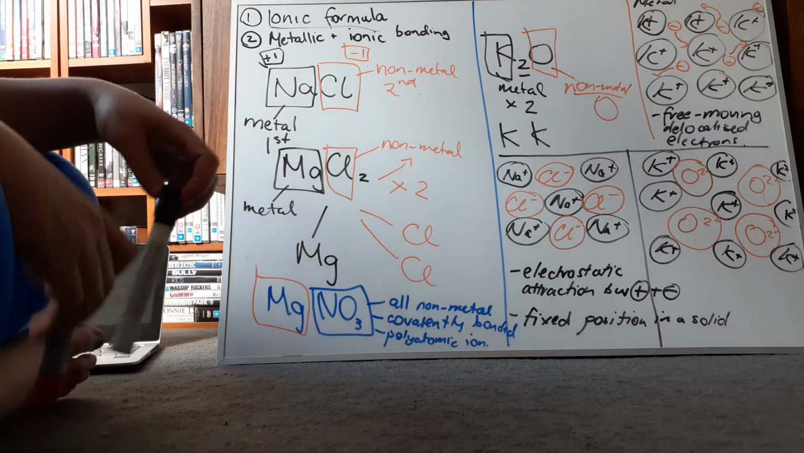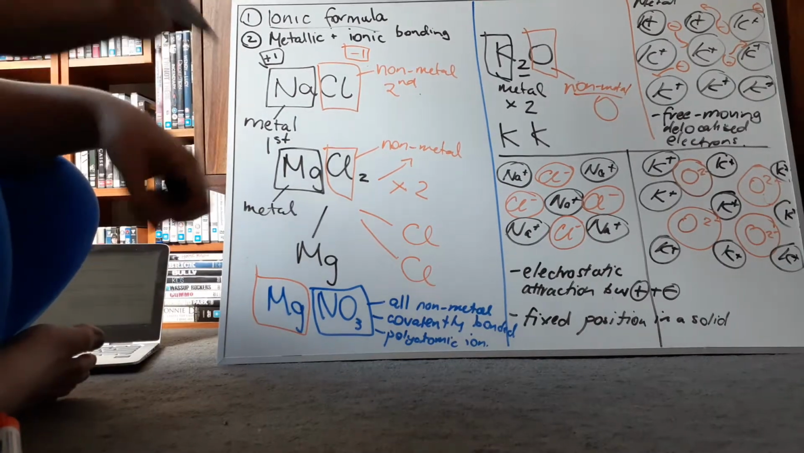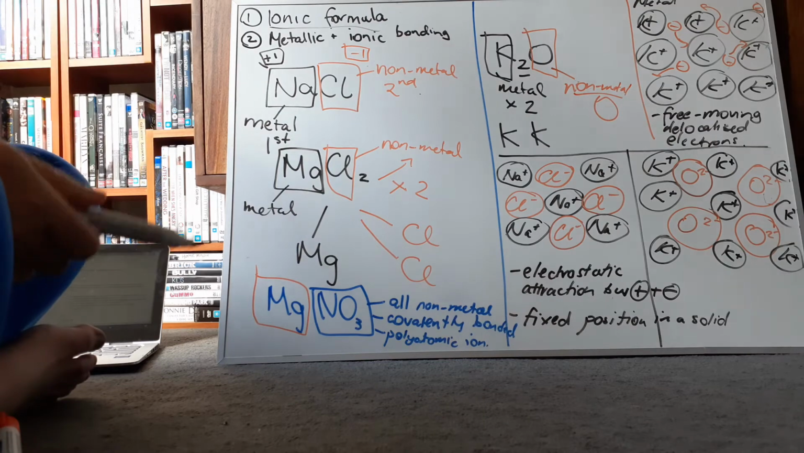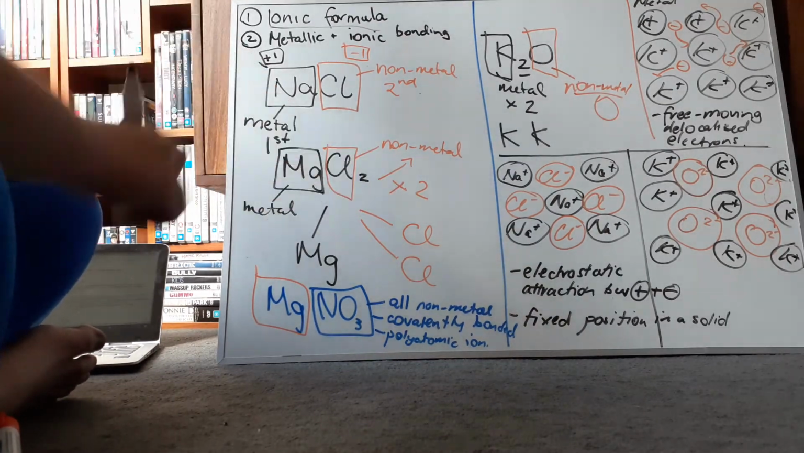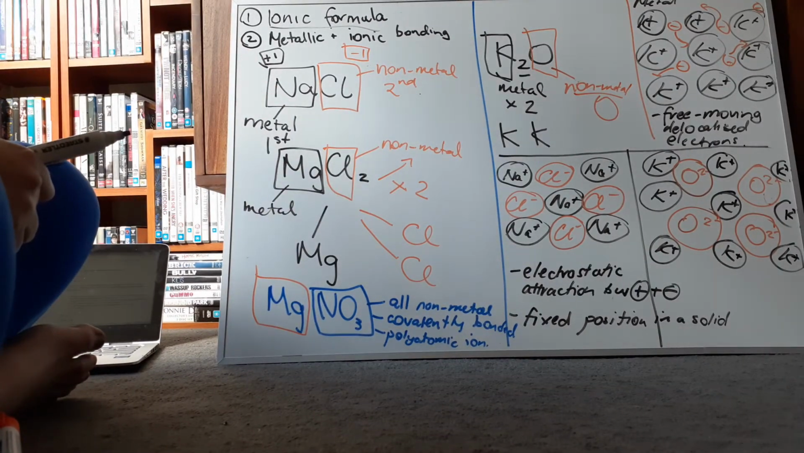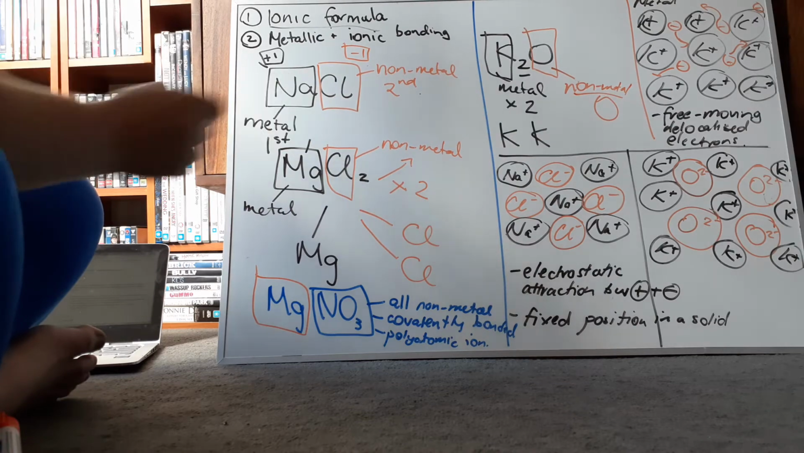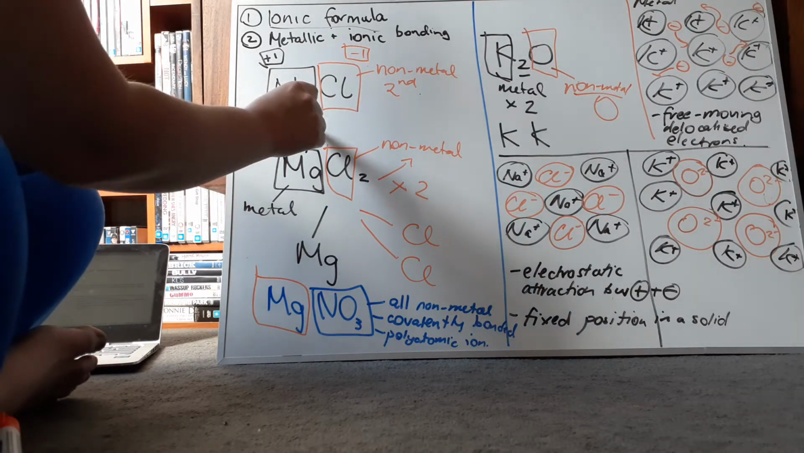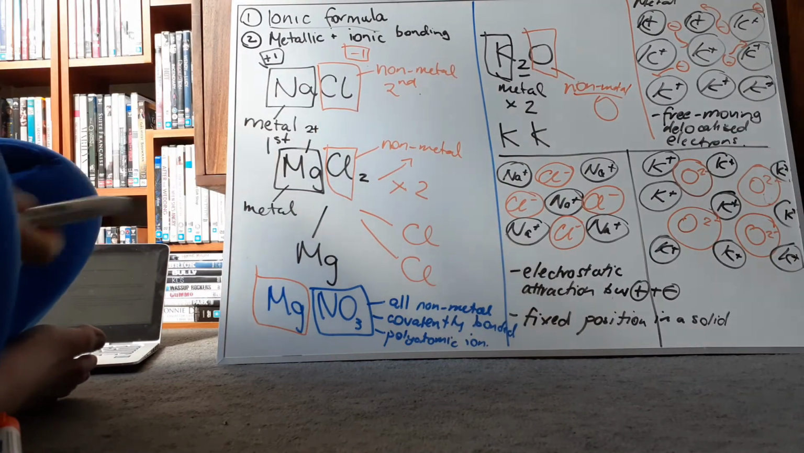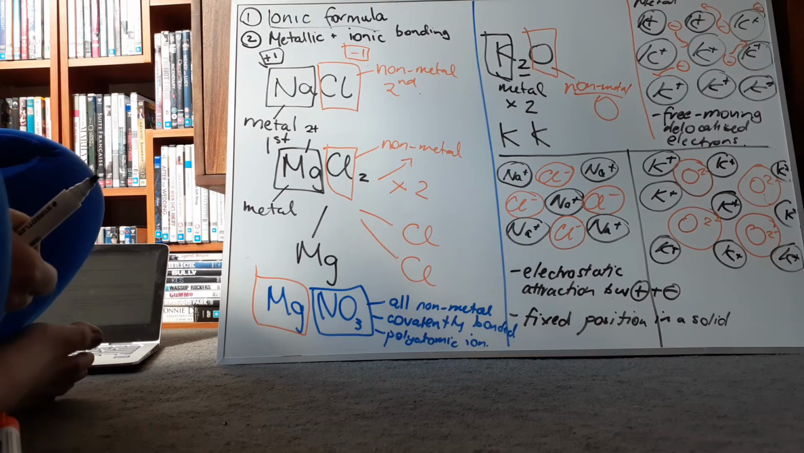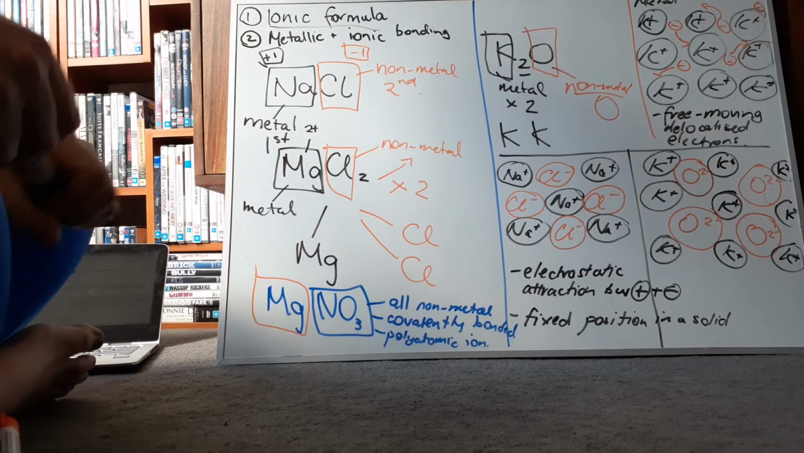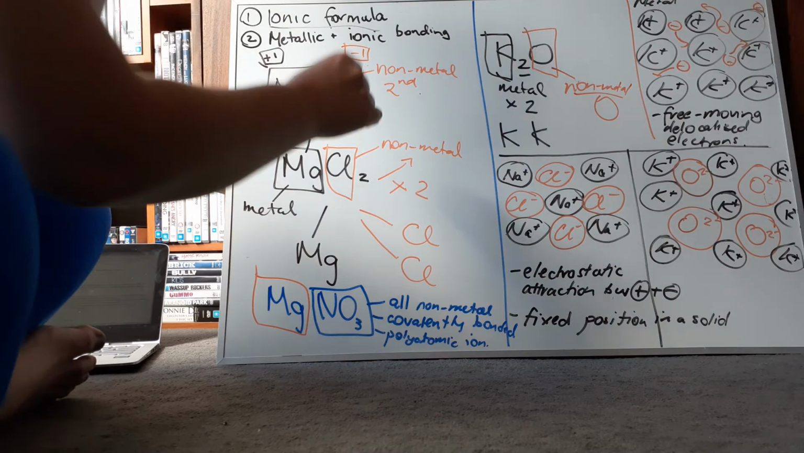When we have something like magnesium chloride, however, again, magnesium's written first because it's the metal. Chlorine is written as the second part because it's the non-metal. For the magnesium chloride, we look at where magnesium is on the periodic table. It's in group 2. It's an alkaline earth metal. So it will be a 2 plus ion. When we look at the chlorine again, it is a 1 minus ion.